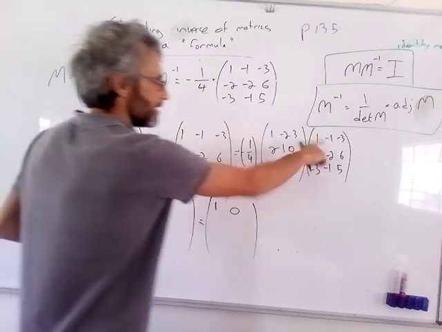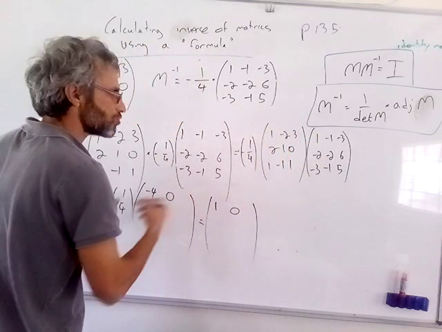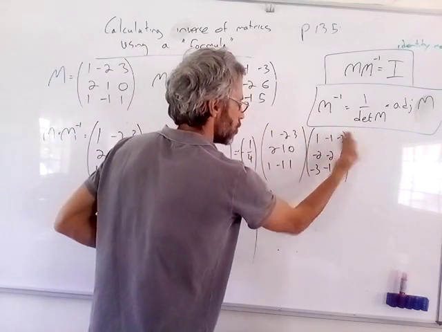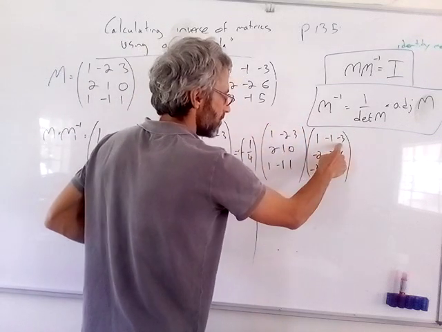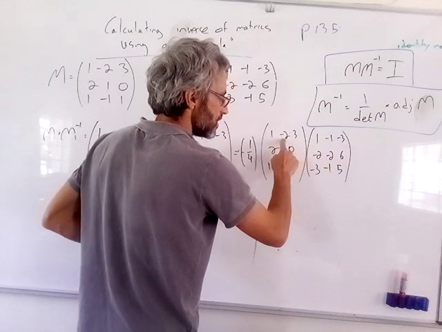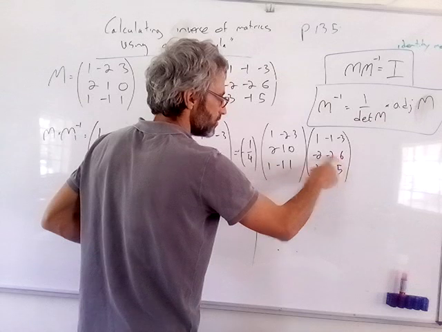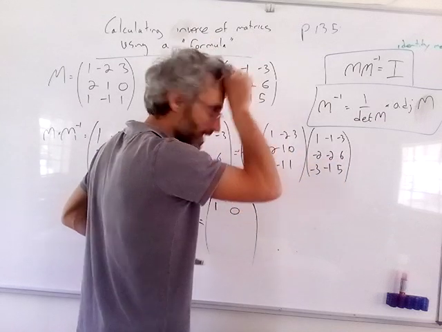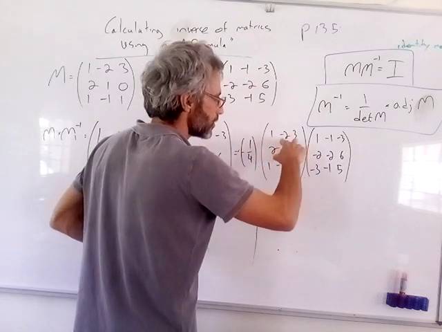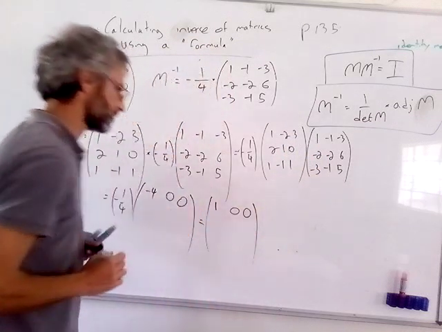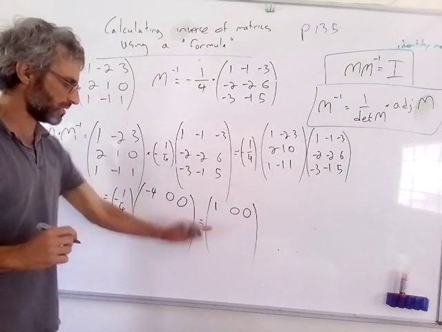Now, the third entry is this one, which is going to be the first row times the third column. 1 times minus 3, minus 3, minus 12, right? Minus 3 minus 12 is minus 15, and that works out because 3 times 5 is plus 15, so I'm getting a 0. 0 times anything will be 0.